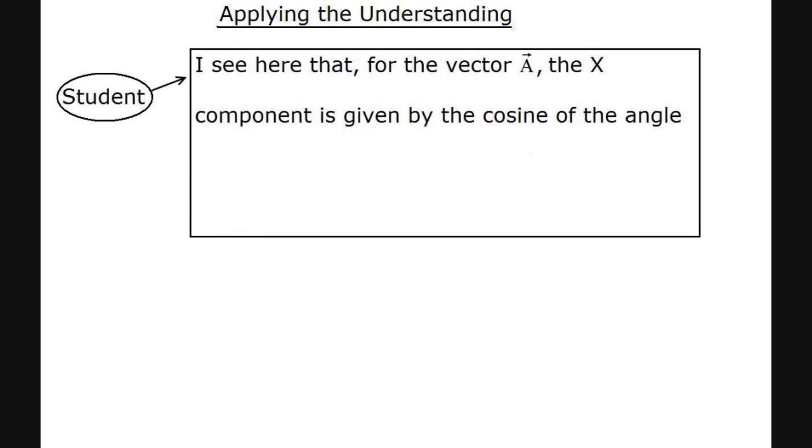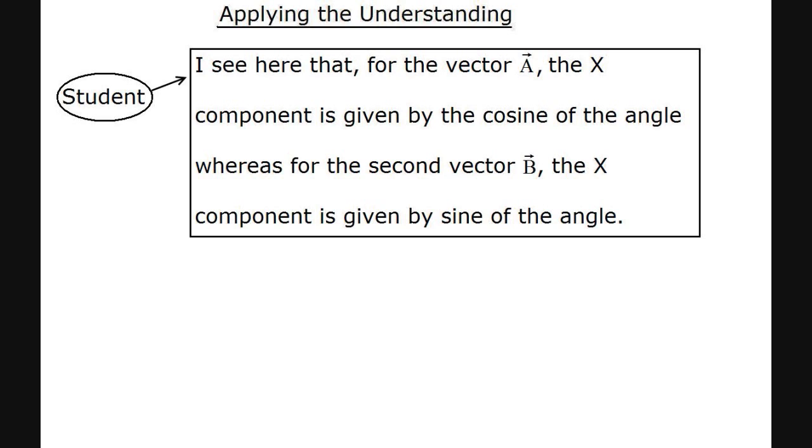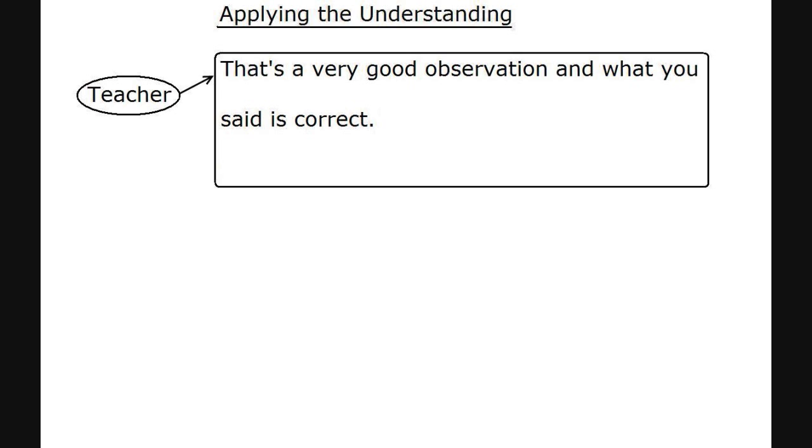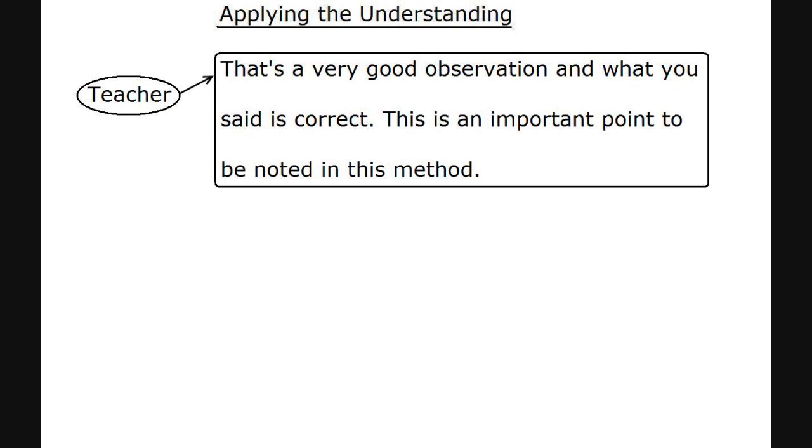I see here that, for the vector A bar, the x component is given by the cosine of the angle, whereas for the second vector B bar, the x component is given by the sine of the angle. So I believe it is not mandatory that the x component will always be the cosine of the angle in this method, unlike in the first method. That's a very good observation, and what you said is correct. This is an important point to be noted in this method.